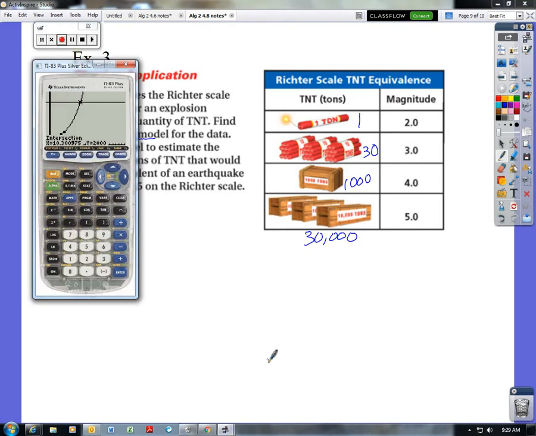Same old way. Let's clear out a bunch of this other stuff. So stat, edit, enter. We'll clear, down, over, up, clear, down. Okay, so I've got 1, 30, 1,000, and 30,000. And then my Richter numbers are 2, 3, 4, and 5.